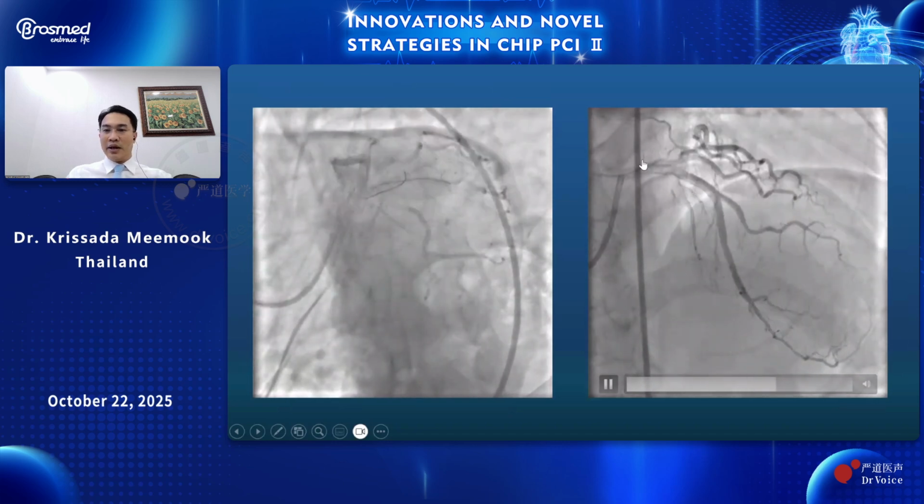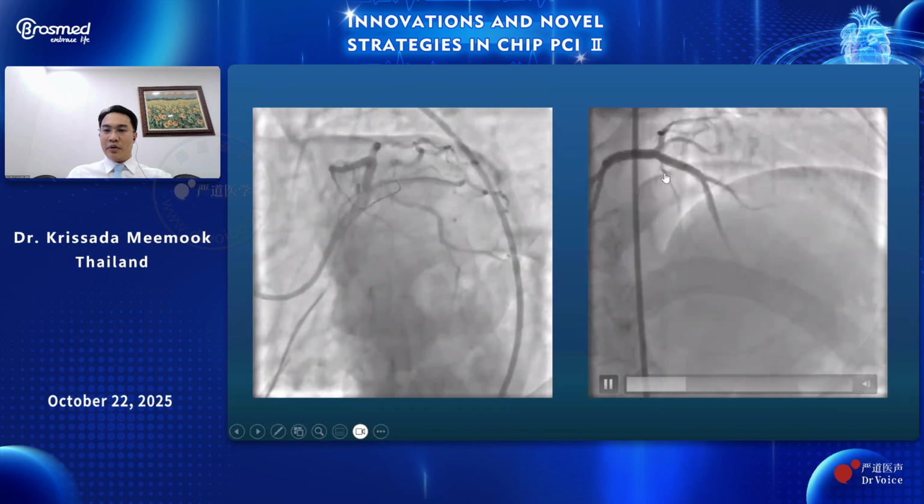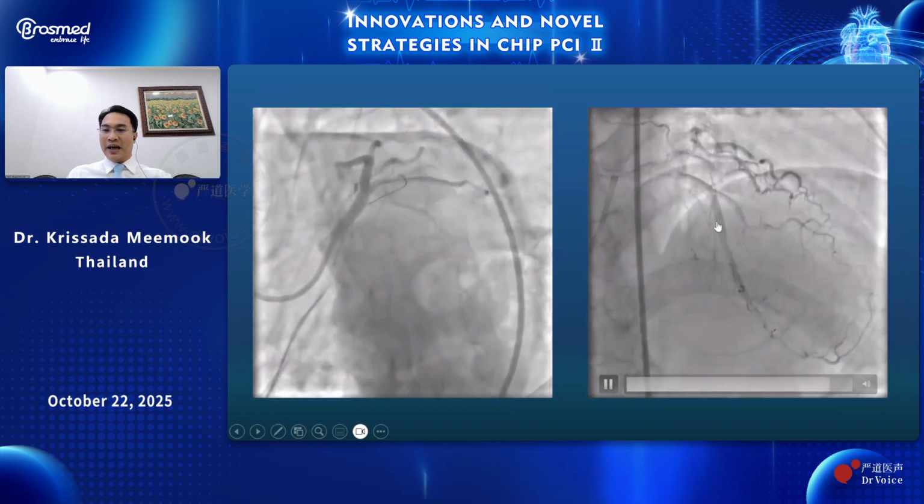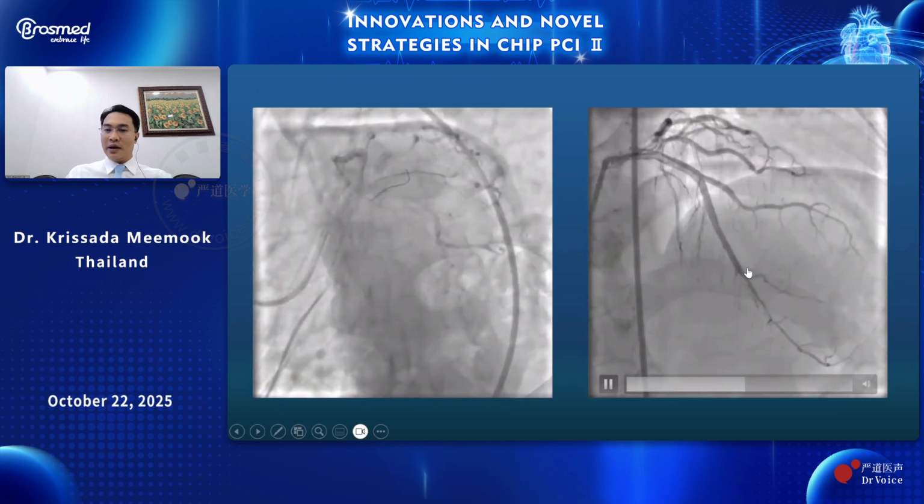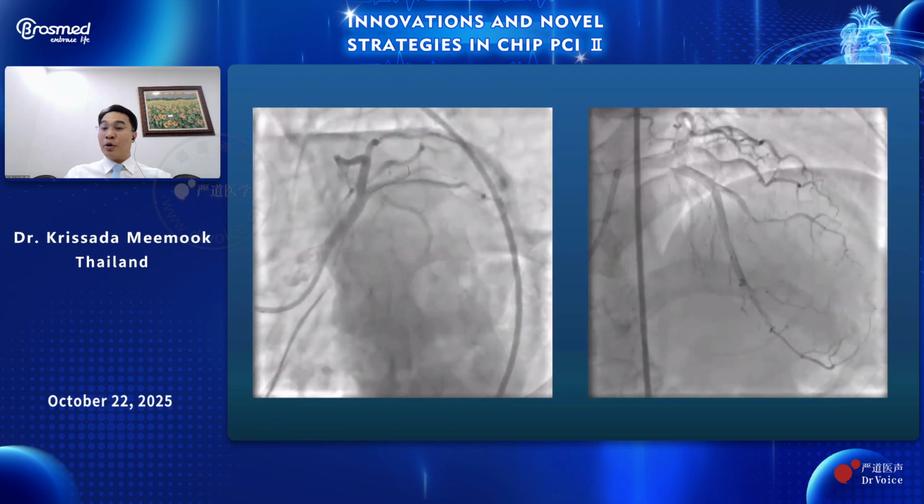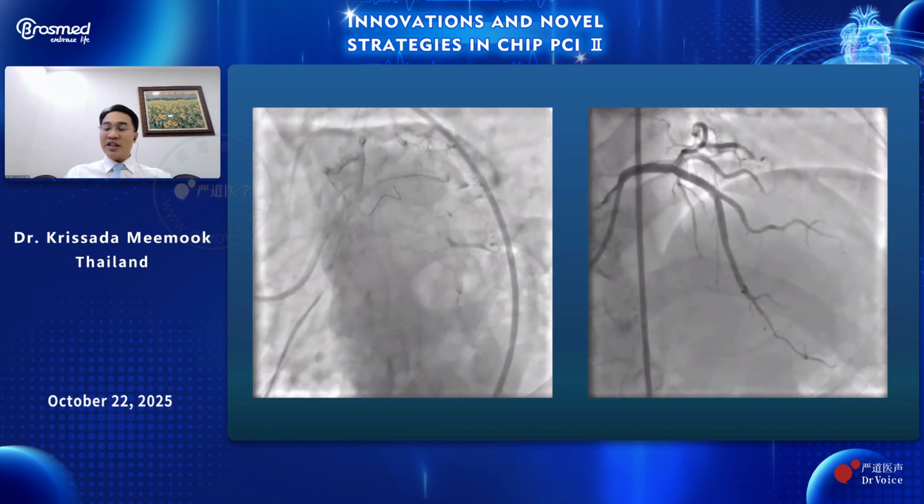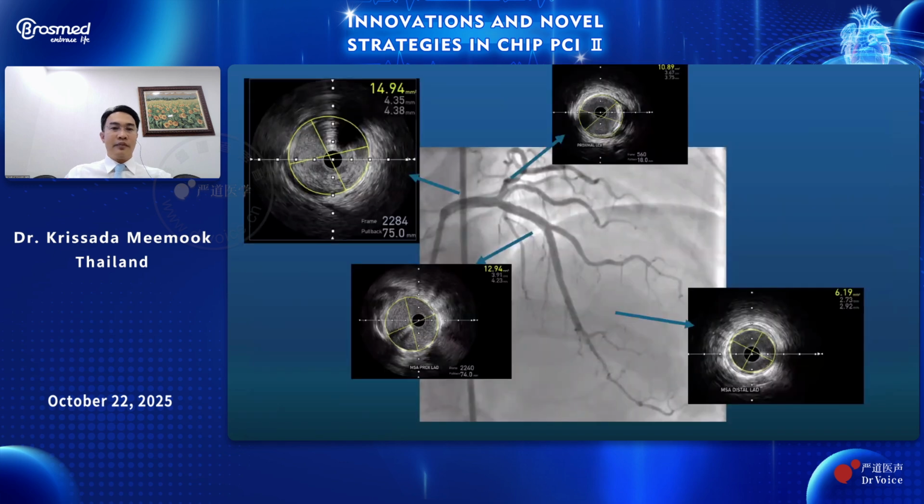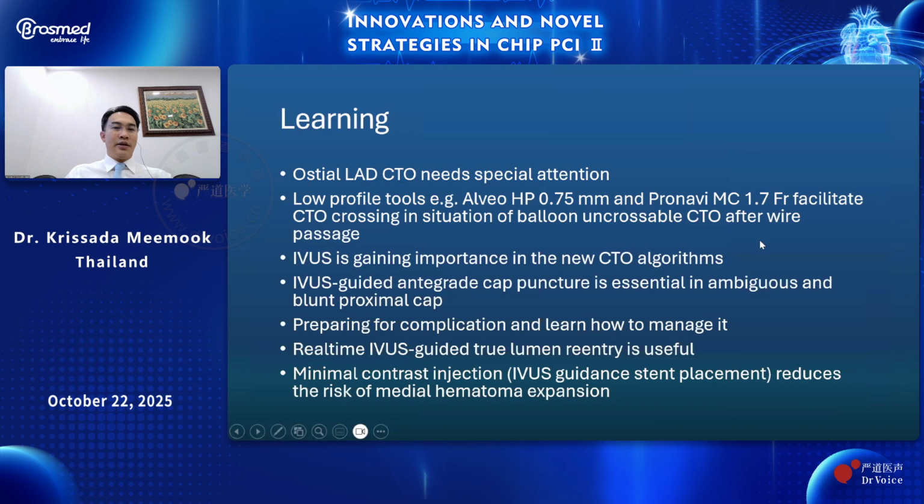You can see the stent was well open from the left main to the distal LAD, and the IVUS will show the well stent position and expansion. This is the IVUS, you see the screen. This is our learning from 2 cases.